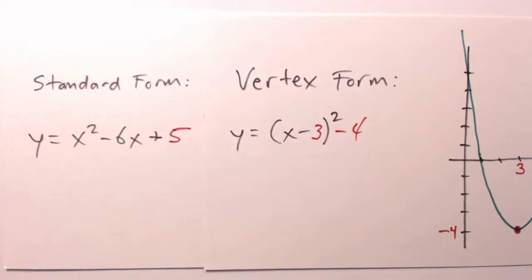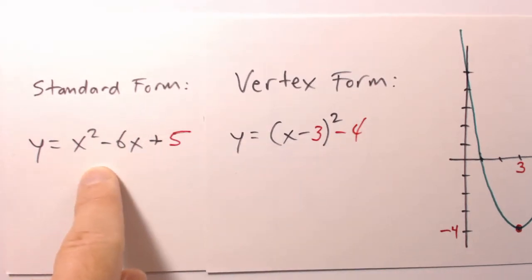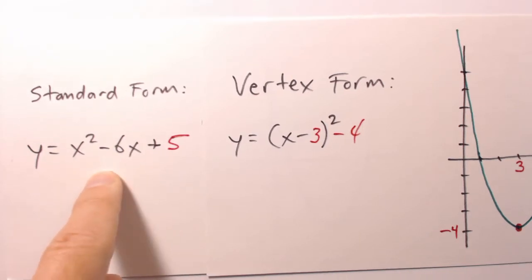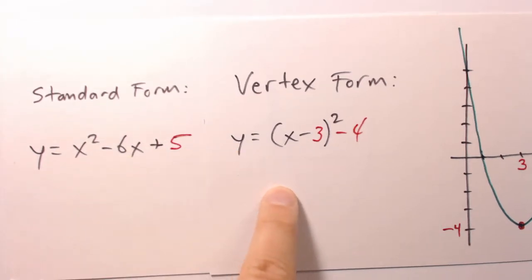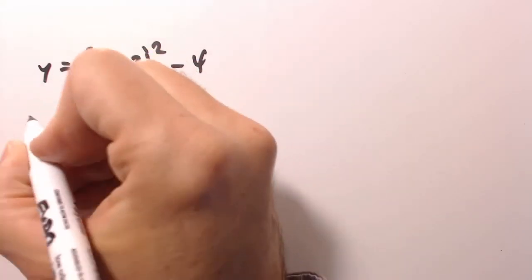So my first example, I'm going to start with this. I'm going to convert to this, and then I'm going to show how to reverse engineer that process to convert from standard form back to vertex form. And then we'll do that a couple more times. So there's our formula in vertex form, and I'm going to convert to standard form first.